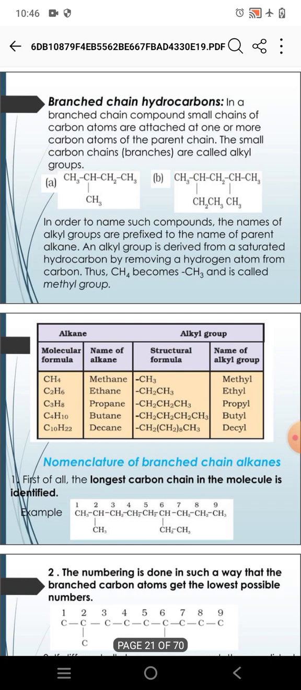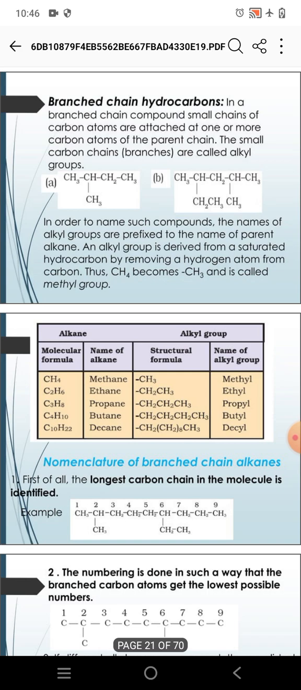Branched chain hydrocarbons. In branched chain hydrocarbons or compounds, small chains of carbon atoms are attached at one or more carbon atoms of the parent chain. The small carbon chains or branches are called alkyl groups. There is a methyl branch, ethyl branch and so on. At first, there is CH3, CH, CH3, this is an isopropyl group, and CH2, CH3. And next CH3, CH, this is an ethyl group CH2, CH3.